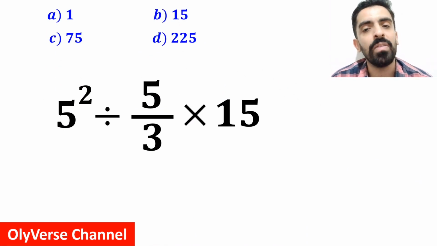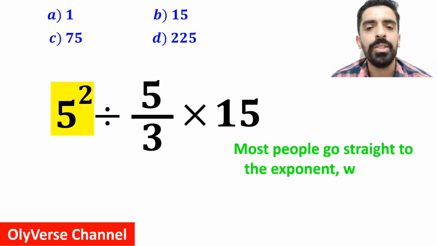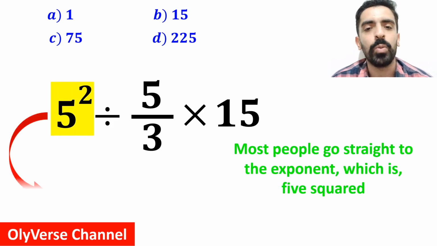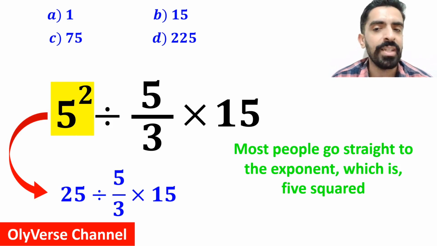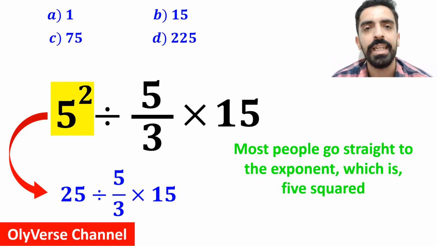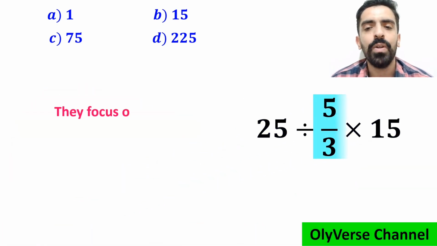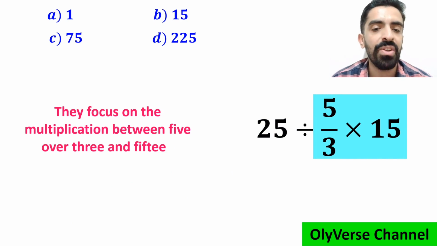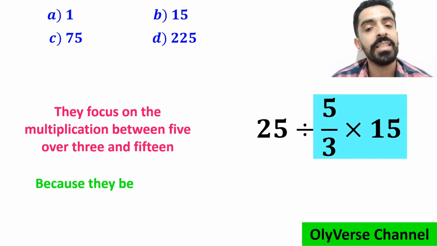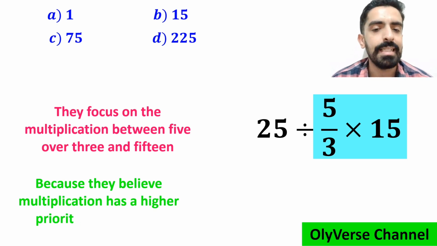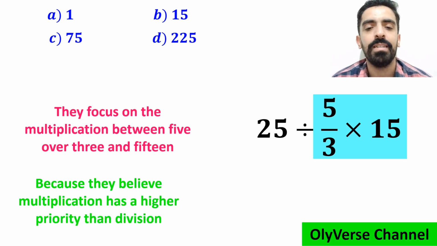And the first step to solve this question, most people go straight to the exponent, which is 5 squared, and write this expression as 25 divided by 5 over 3 multiplied by 15. And the next step, they focus on the multiplication between 5 over 3 and 15, because they believe multiplication has a higher priority than division.